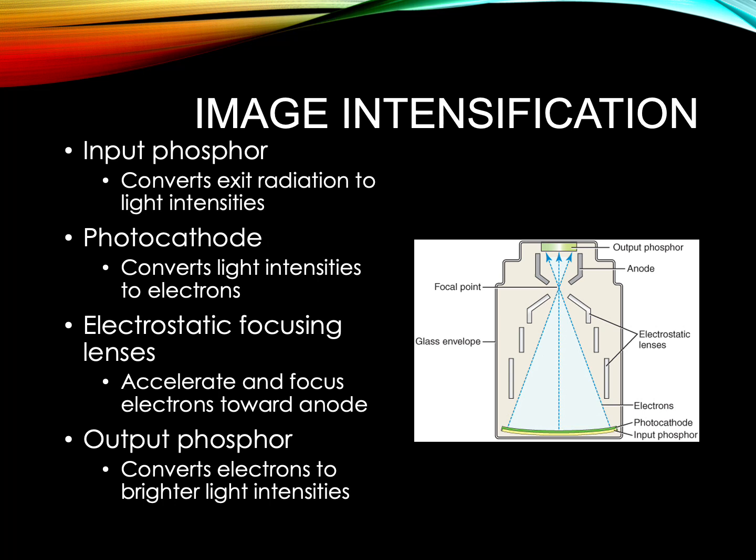And you can see all of this in figure 8-12. These are all the major components of the image intensifier. So we have the output phosphor at the top here. You have your anode, the focal point, the electrostatic lenses, the electrons, the photocathode, and the input phosphor, and then the glass envelope encircles all of this.